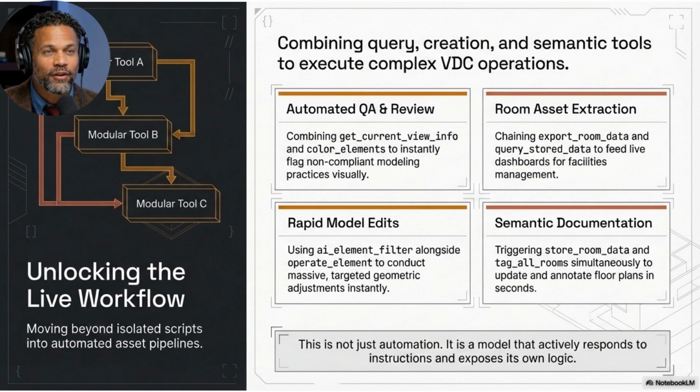This is the live workflow unlocked. Instead of running isolated scripts and hoping they remember each other, Digitalchemy chains query, creation, and semantic tools into coordinated VDC operations. That allows us to review models, extract room intelligence, execute targeted edits, and update documentation in near real time. Because once the model can expose its own logic and respond to instructions, we are no longer just automating tasks. We are orchestrating intelligence.